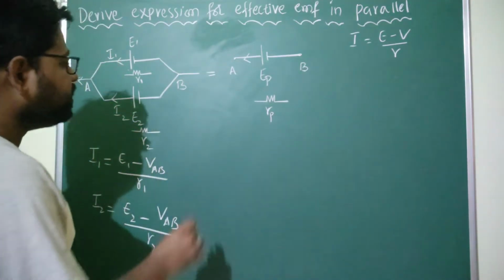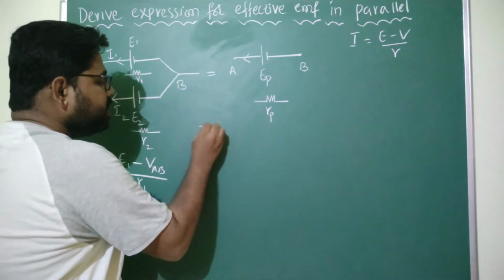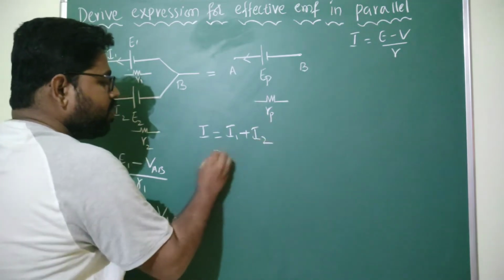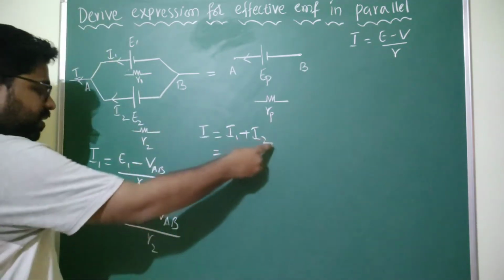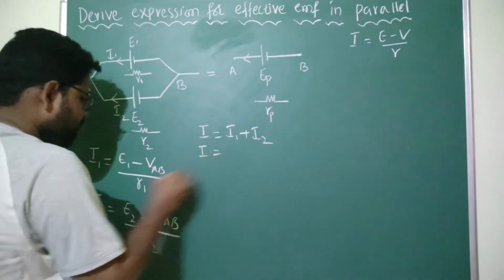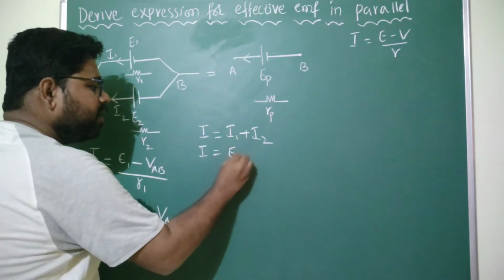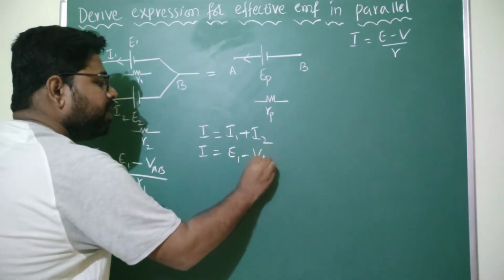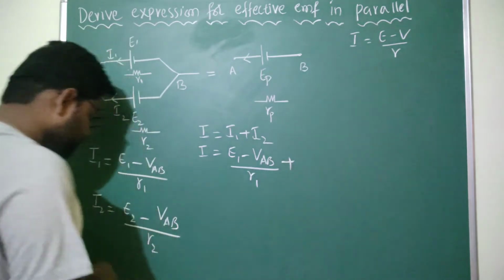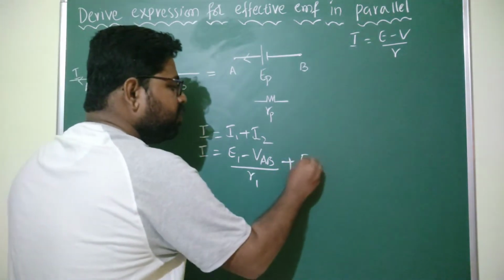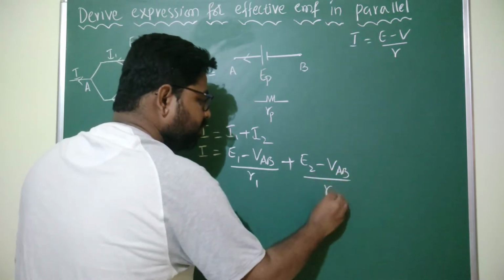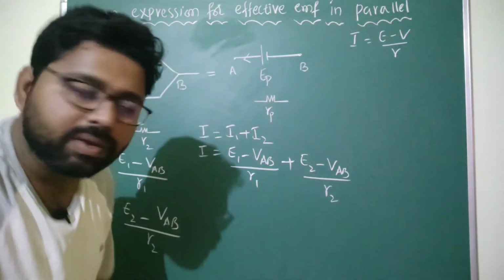That is from Kirchhoff's current law. What is that? I is equal to I1 plus I2. What is I1? I1 is equal to this much, and I2 is equal to this much. Let me write this equation now. I is equal to I1, which is E1 minus VAB divided by R1, plus I2, which is E2 minus VAB divided by R2.